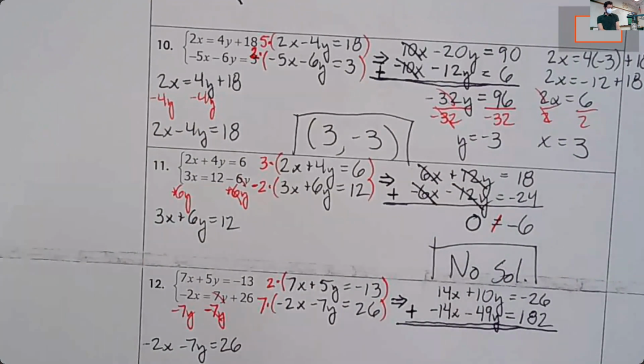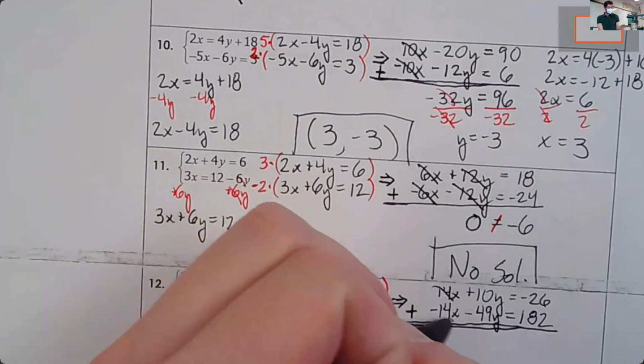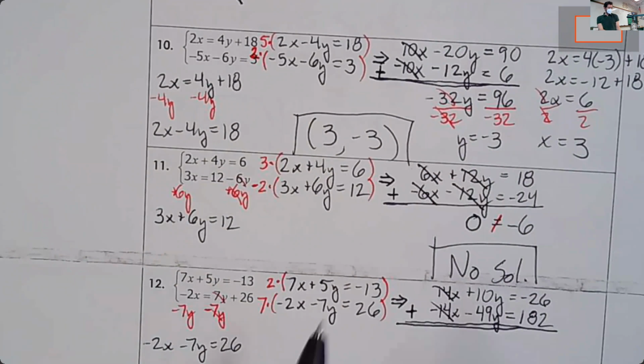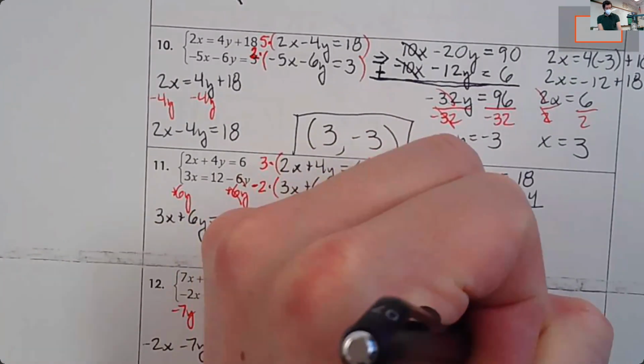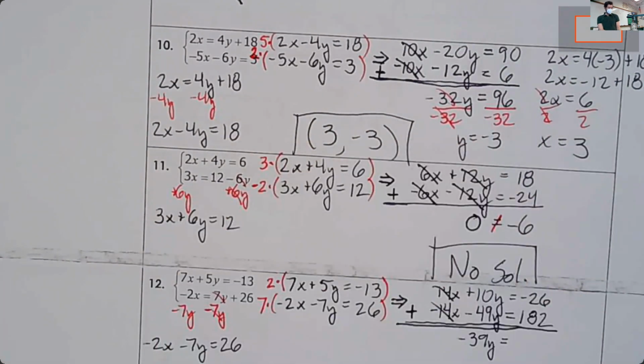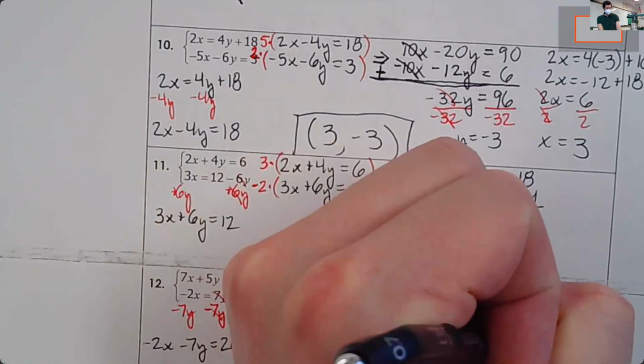So when we add these together, 14x plus negative 14x, the x's cancel out. 10 plus negative 49 is going to be negative 39. So that's a negative 39y. And then negative 26 plus 182. That's going to be, what is that? 156. So 156.